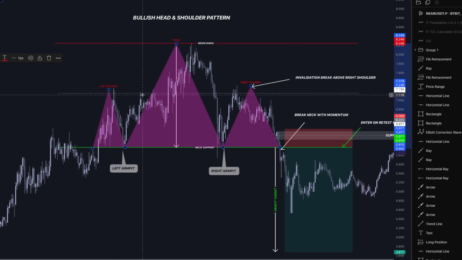It was our left shoulder. It also acted as resistance here, resistance here. It got tested as support, and then it was resistance here. So this is the right shoulder over here, and then we broke down.